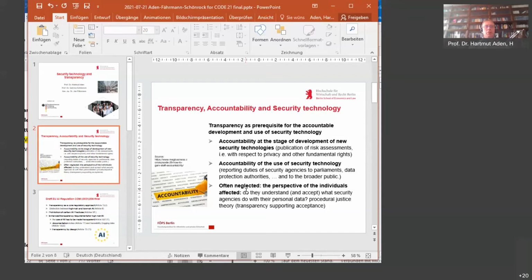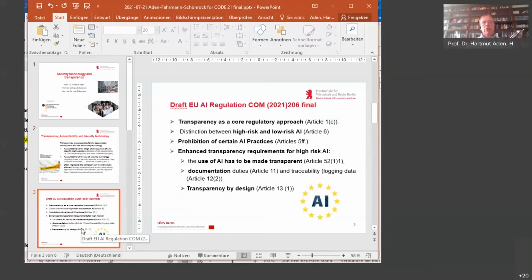In procedural justice theory, the main idea is that if people understand what agencies are doing, then they will more easily be prepared to accept what is being done, even if it is related to some kind of encroachment upon fundamental rights, than something that is opaque and that they do not understand. And of course, transparency in this perspective is a very important element of making sure that security technology is accepted. But of course, it has also to be designed in a way that it is acceptable. So this is not only a question of communication, but this is also a question of how the technology is being designed.